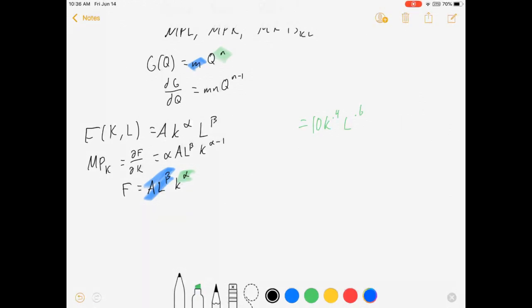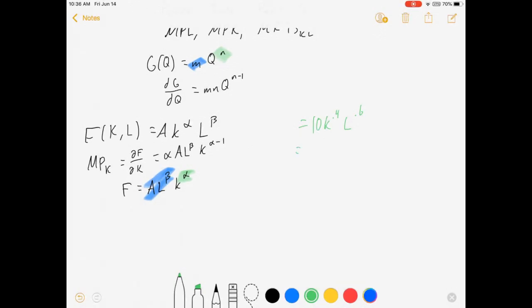So notice I brought the N down in front, that's why the alpha is out front. I still have the A, L to the beta. K got to the alpha minus 1. Yeah, it's all the same kind of thing. We're just treating L to the beta as a number.